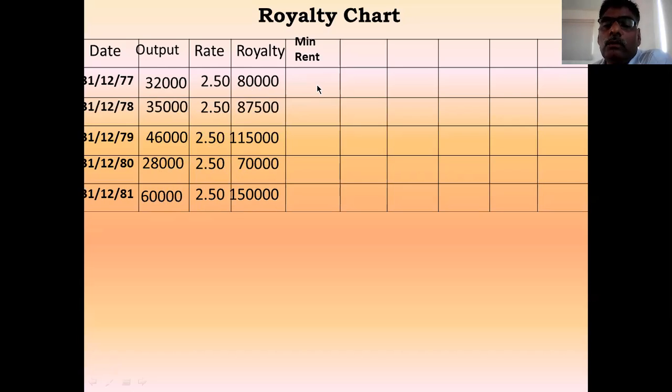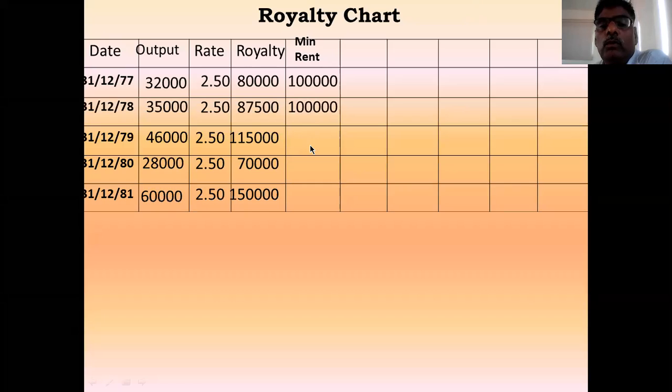Next, minimum rent. Minimum rent is 1 lakh rupees every year, and you have to revise minimum rent in the year of strike. Okay, you have to remember this point. 77, 1 lakh rupees minimum rent. Second year also 1 lakh rupees. Third year also 1 lakh rupees. But in the year 1980, there was a strike. Therefore, according to that strike period, you have to reduce the minimum rent. In the year of strike, minimum rent is reduced proportionately.